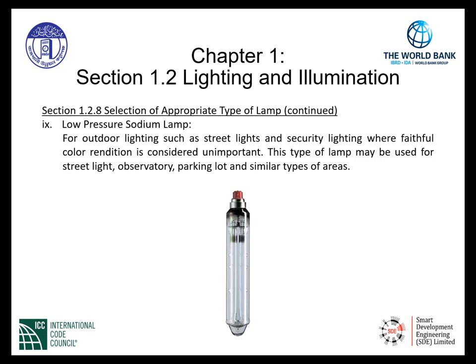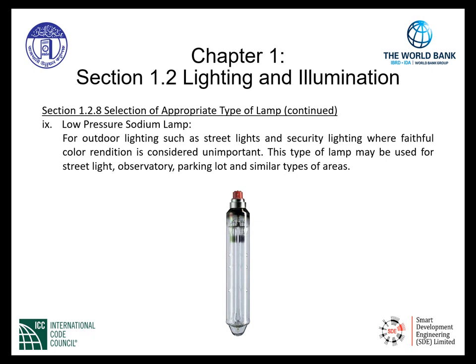Item 9 of section 1.2.8, the low pressure sodium lamp. Similar to high pressure sodium lamps, except that the sodium and gas within the arc is at a lower pressure. However, because of their poor color rendering, typically yellow to orange light, they are somewhat restricted in application.